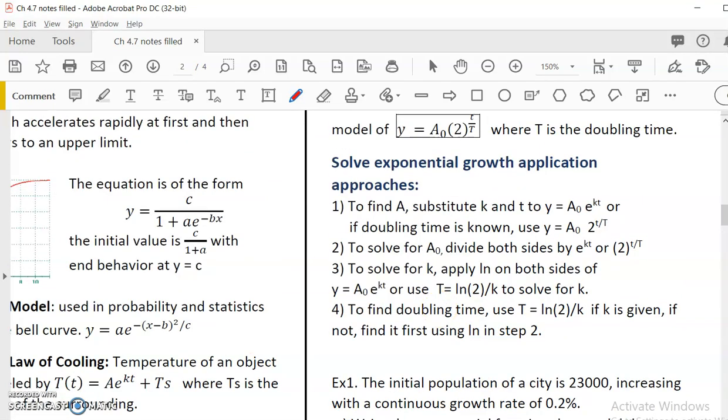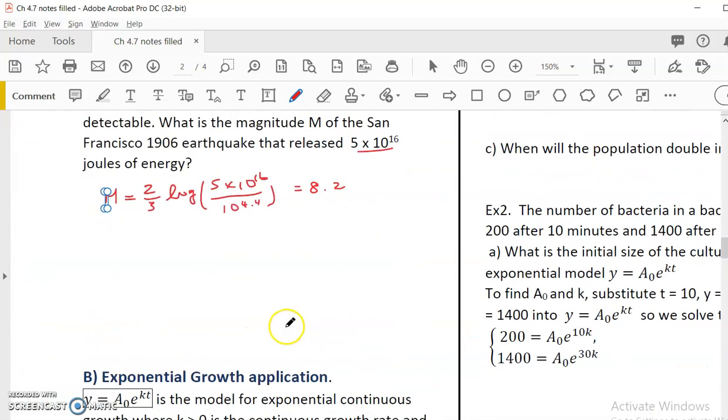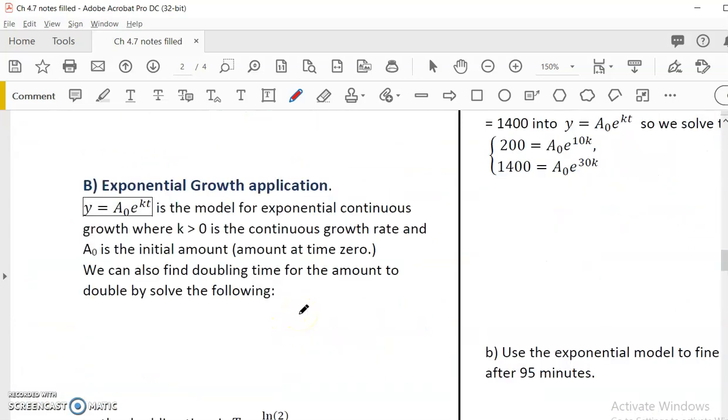Okay, and then there is the exponential. So the second thing we want to talk about is exponential growth. And so over here, the model for continuous growth is A0 e to the kt. Which is different from, or actually very similar to, what we talked about in chapter 4.1. We say a general exponential function is y equals ab to the x, right? Or ab to the t in terms of time.